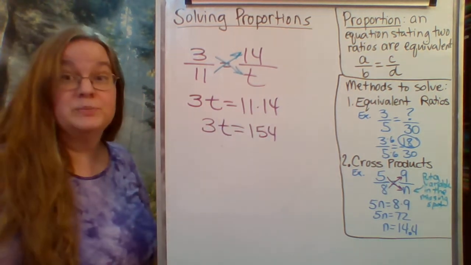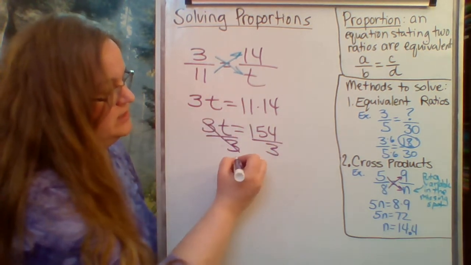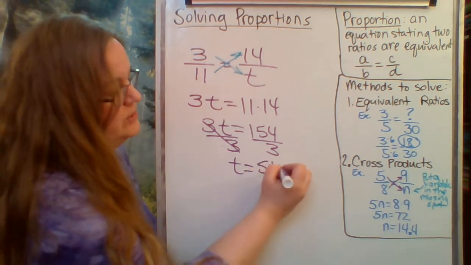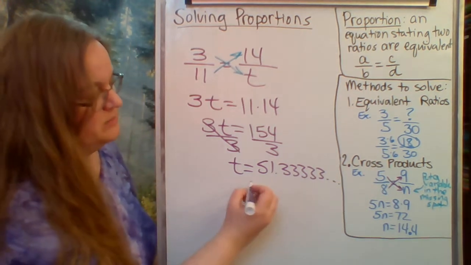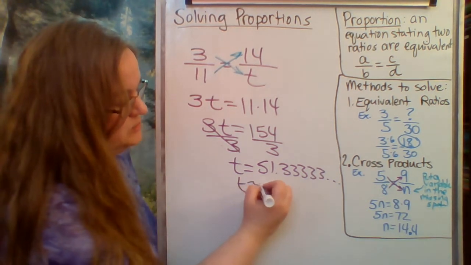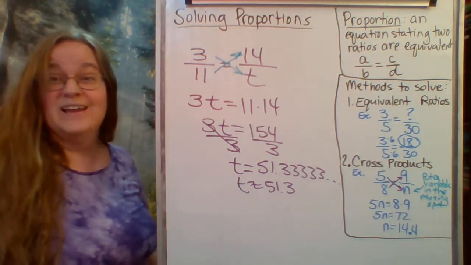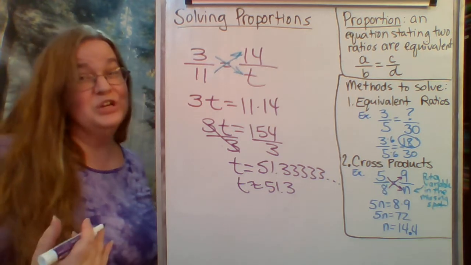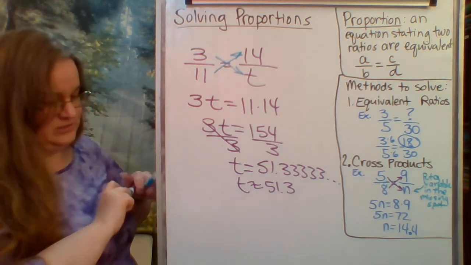The opposite of multiplying by 3 is dividing by 3. Again, this is where your calculator comes in handy. And when you divide this out, you get 51.33333 repeating. And so you would just say that that's approximately 51.3. Okay. Again, not something that would have been as easy to do using equivalent fractions. We could do it, but this would be a case where it's probably just easier to use cross products.